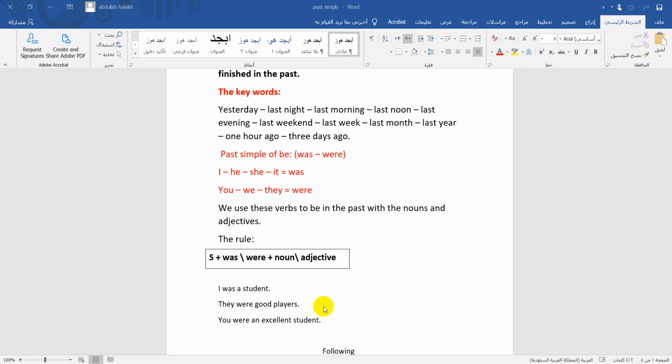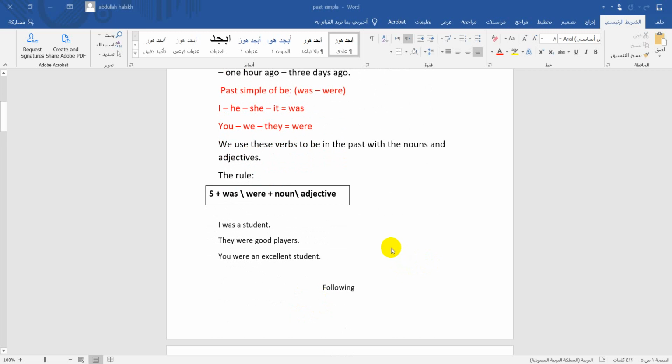The same meaning applies to you were an excellent student. It means when you were a student you were excellent. عندما كنت طالبا كنت ممتازا. Okay? And it can also take the other meaning, which is negative, for example you were an excellent student, كنت طالبا ممتازا, but now you are stupid. Okay, or lazy, كسول أو أصبحت غبيا.